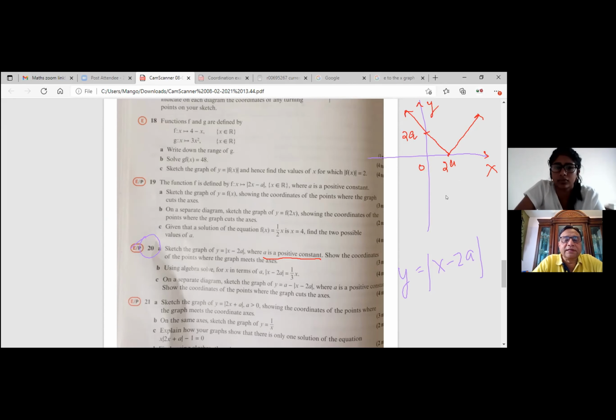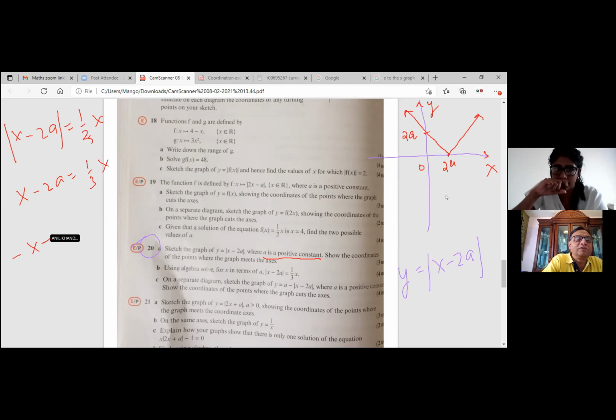How will you answer the second part where it says that the absolute function of x minus 2a equals one third of x? Won't you have two solutions? So you'll have x minus 2a equals a third x, and then you'll have the negative case, so minus x plus 2a equals a third x. Very good. And then you solve. Perfect. So that is what you're going to do. Two answers. It's an absolute function.